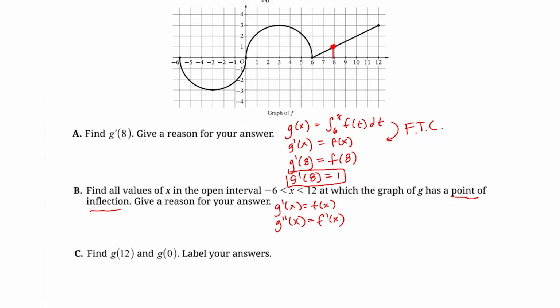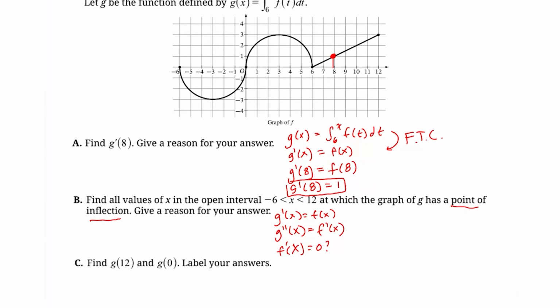Okay, so we need to figure out where that happens. So we want g double prime to equal 0, and g double prime equals 0 anytime f prime equals 0. So we're basically trying to answer the question, when does f prime of x equal 0, or where is it undefined? So let's look up at the graph, and we can see that on that interval from negative 6 to 12, and it is an exclusive interval, so we don't have to consider the endpoints. We do have an undefined slope right here.